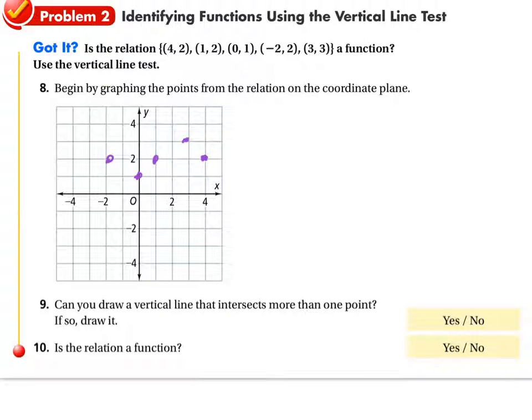Looking at problem 2 here, we want to know if the relation (4, 2), (1, 2), (0, 1), (-2, 2), and (3, 3) is a function. So the first thing I did is I went ahead and graphed these points. And then let's draw our line. We really don't know what else happened, so we'll just put arrows on the end. Drop your vertical line. So does this pass the vertical line test? Since you cannot draw a vertical line that intersects more than one point, the relationship is a function. So it does pass the vertical line test because my vertical line only touches the graph at one location.